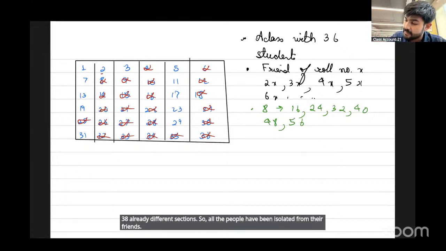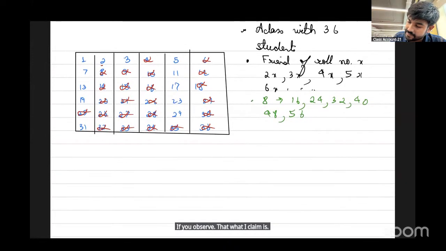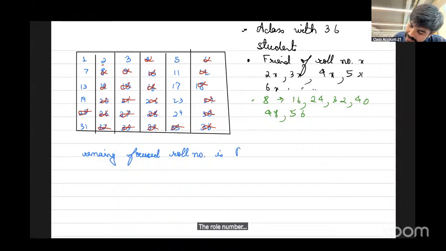If we observe, what I claim is that the remaining focused students' roll numbers are prime numbers. This is what I meant.